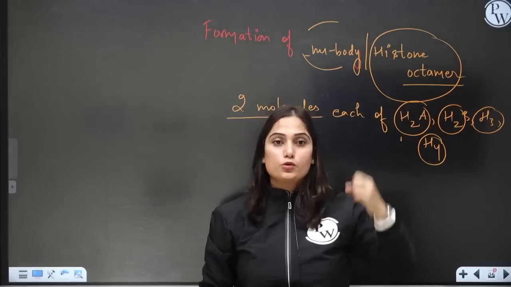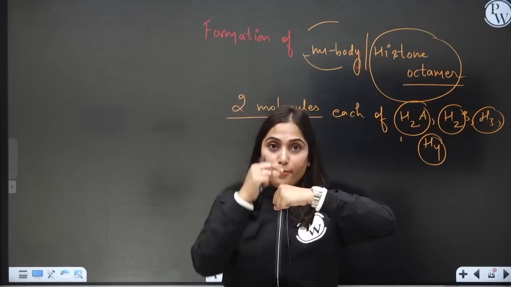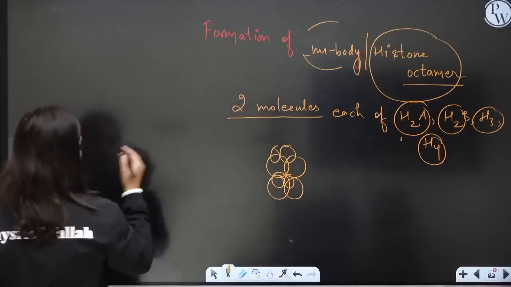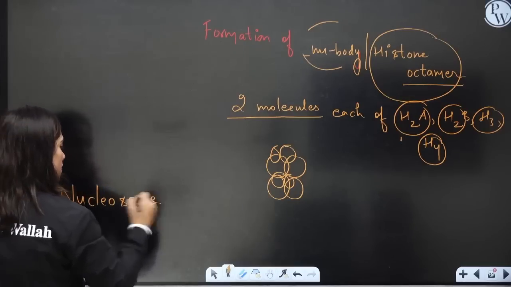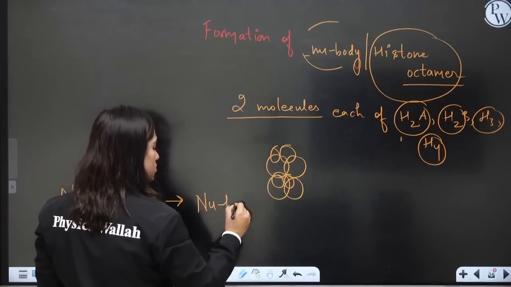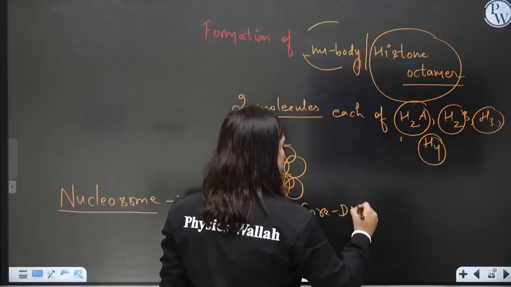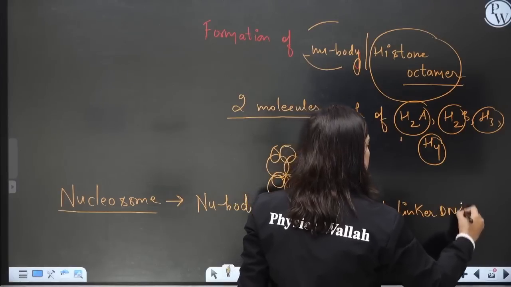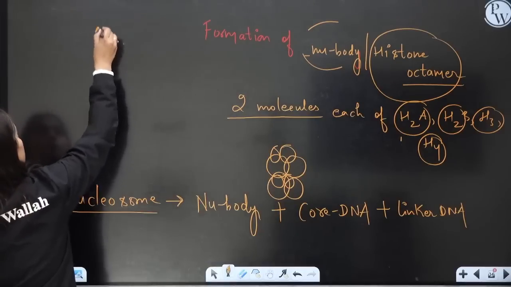So 1 nucleosome is equal to the ball, that is histone octamer, the DNA wrapped over it, that is core DNA, and the linker DNA. Okay, so 1 nucleosome contains nucleosome core, that is histone octamer, plus core DNA plus linker DNA. This is 1 nucleosome.